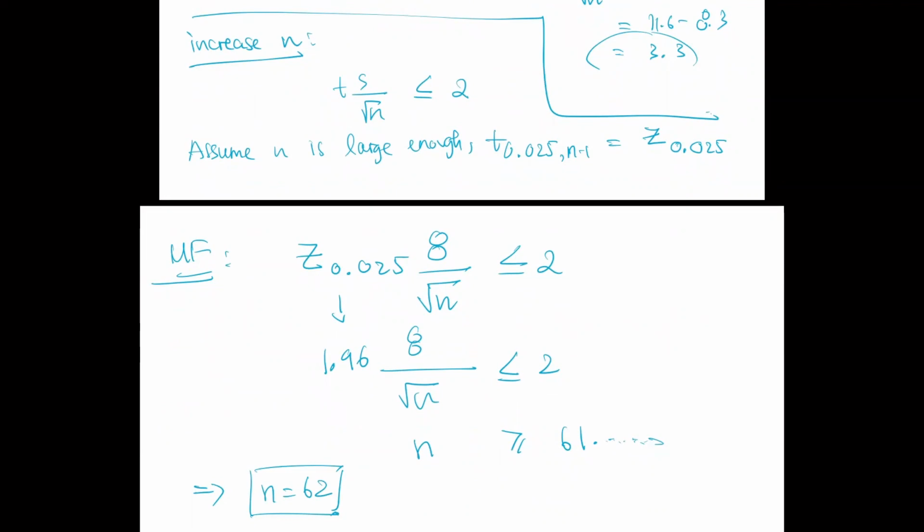Do you mean t of 0.025? Yes, I mean it's t, but then if n is large enough, the t distribution will look like the z distribution. Yes, because we talked about it, right? Like n greater than or equal to 30, then the t distribution will be similar to the z distribution. So that's why I substitute it in here.